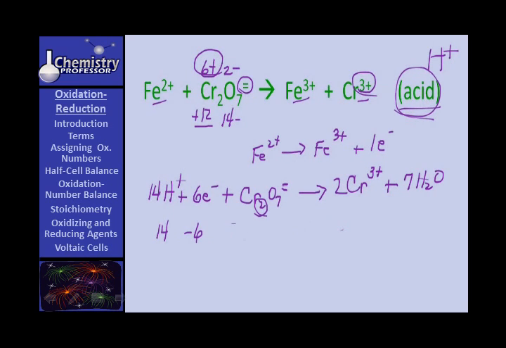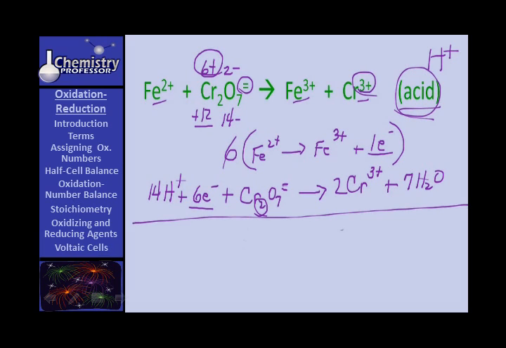Now we come to another crucial point. How do we make electrons lost equal to electrons gained? Well, we have 1 electron out, and we have 6 electrons in. So we multiply this half cell by 6. And that makes electrons gained and lost equal.